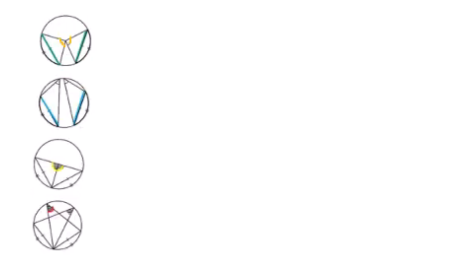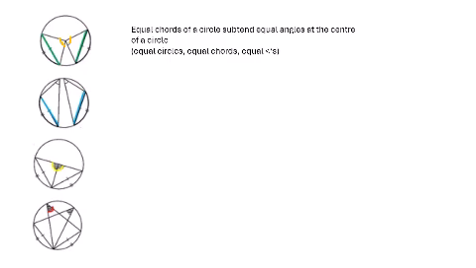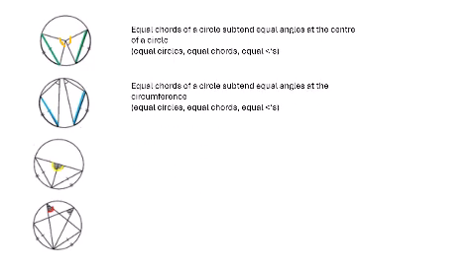Now we are going to discuss the corollaries related to theorem 2. Number 1: equal chords of a circle subtend equal angles at the center of the circle, and the reason you can give is equal circle, equal chord, equal angles. The next one: equal chords of a circle subtend equal angles at the circumference, and the reason you can give here is equal circles, equal chords, and equal angles again.